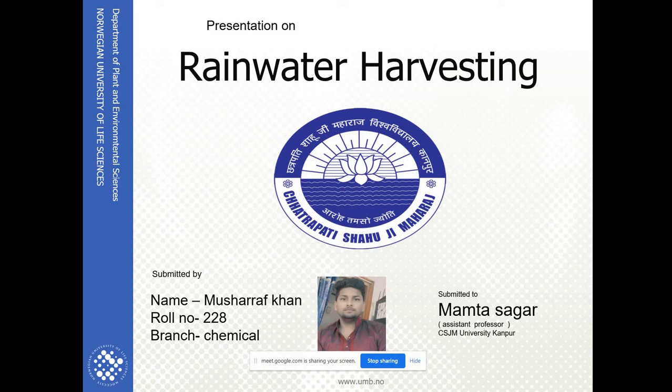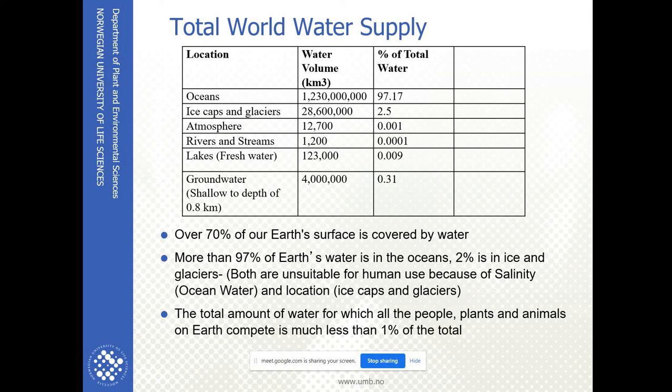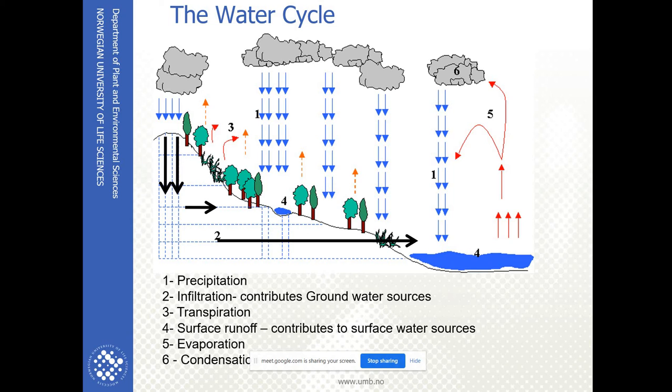water resources. Total world water supply: 97% of water is in the ocean, and 2.5% is in ice caps and glaciers, and 0.001% is in the atmosphere, and 0.0001% is in rivers and streams, and 0.009% is in lakes and freshwater, and 0.31% is groundwater. We know over 70% of our Earth's surface is covered by water, and more than 97% of Earth's water is in the ocean, and 2% is in ice and glaciers. Both are unsuitable for human uses because of salinity, ocean water, and location.